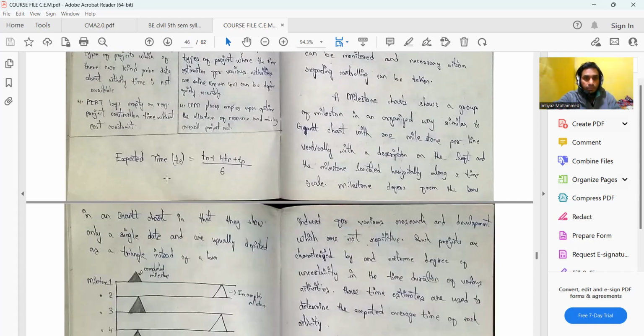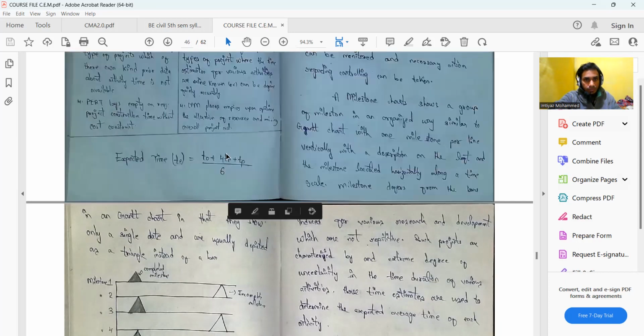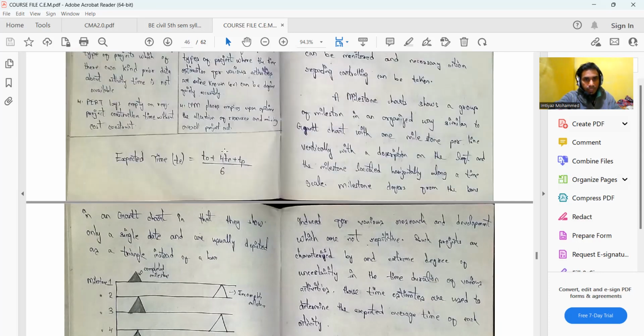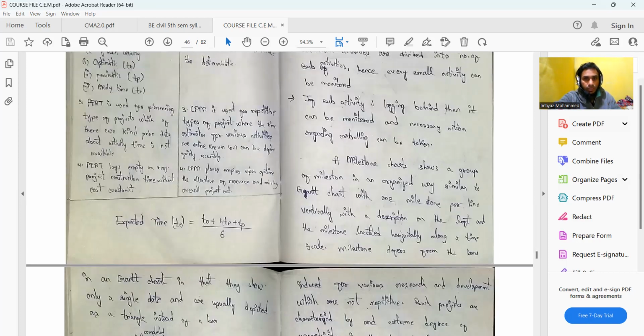In PERT we have a formula for expected time, TE, which is equal to TO plus 4 times TM plus TP, whole divided by 6. TO is the optimistic time, TM is the most likely time, and TP is the pessimistic time.